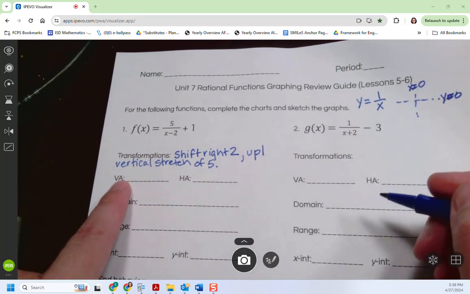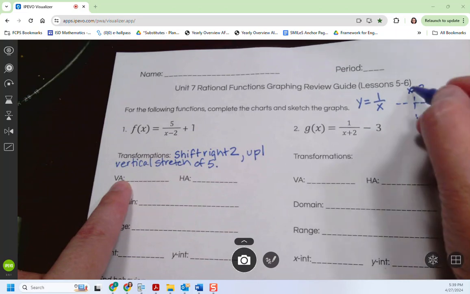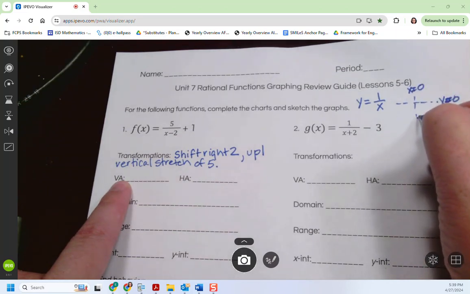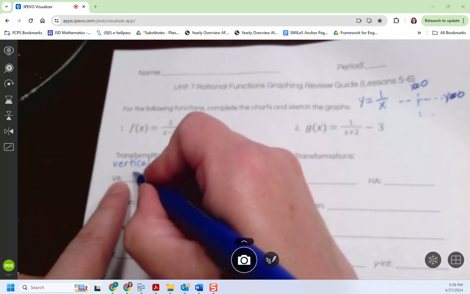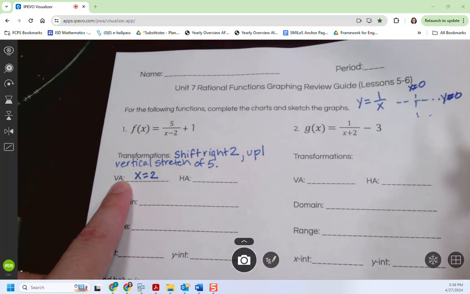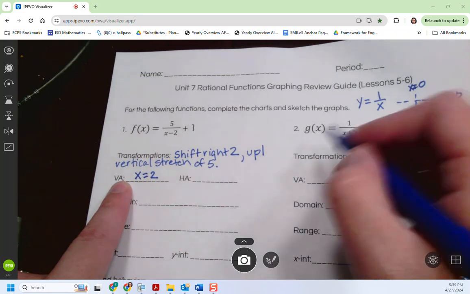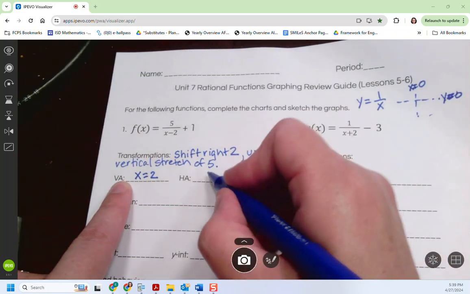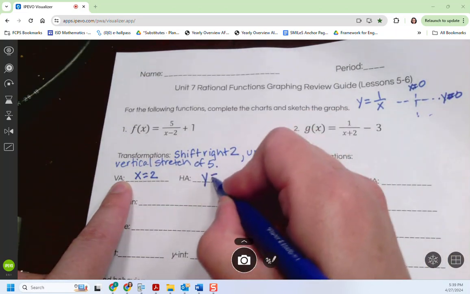So your vertical asymptote was at x equals 0, and it shifted right 2, so now it's at x equals 2. Your horizontal asymptote was at y equals 0, and it shifted up 1, so now it's at y equals 1.